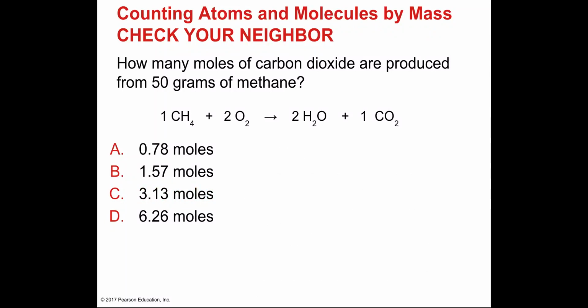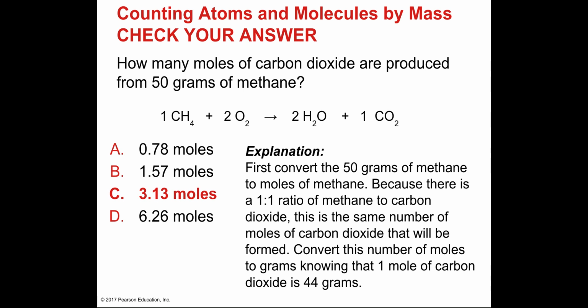So how many moles of carbon dioxide are produced from 50 grams of methane? With this one, you just need to do some conversion. The first thing you need to do is convert the 50 grams of methane to moles. How do you convert it to moles? You need to find the mass of 1 mole of methane. One carbon is 12 plus 4 hydrogen, so you have 12 plus 4, which is 16.